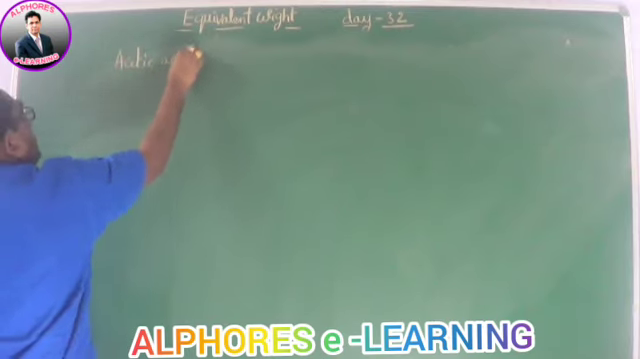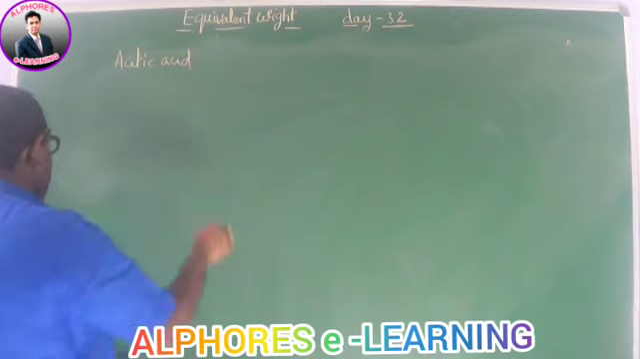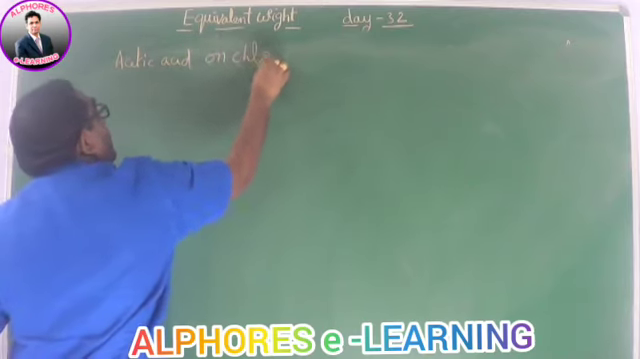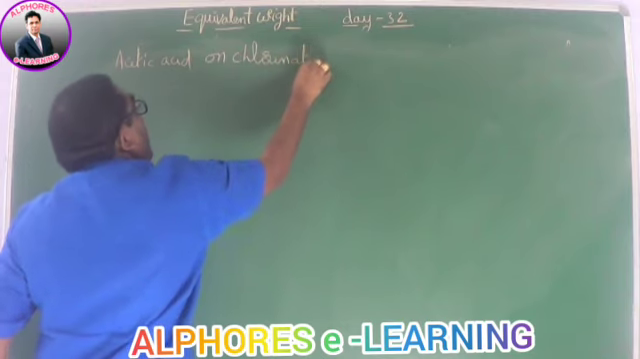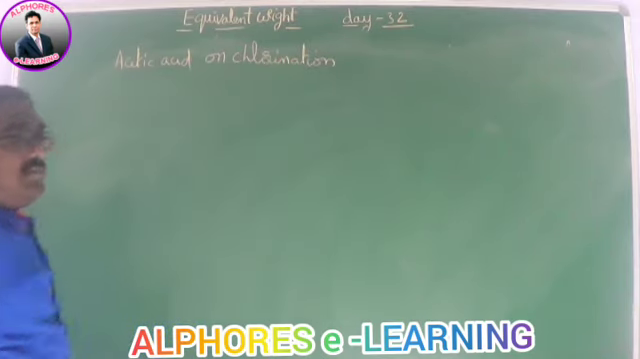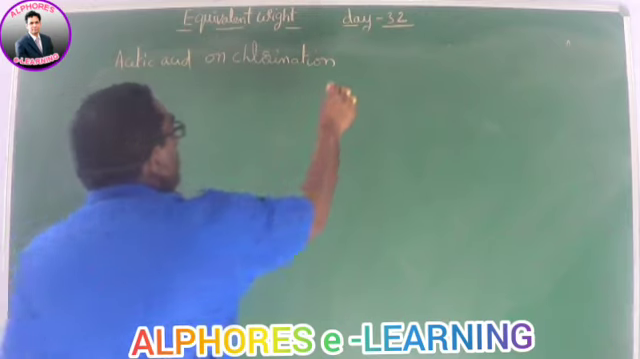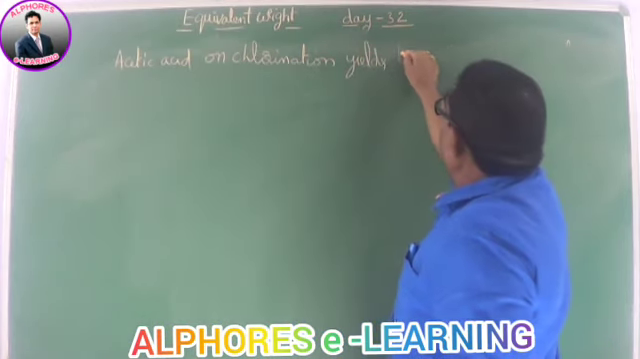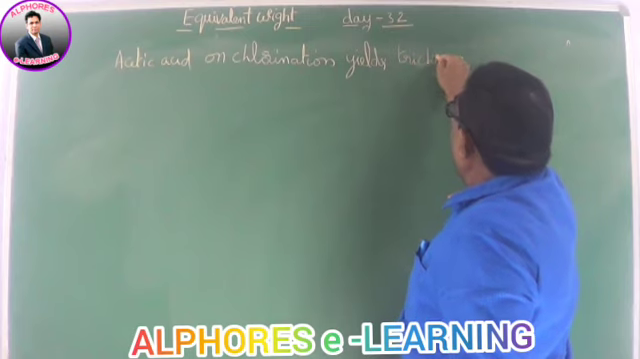Acetic acid on chlorination yields trichloroacetic acid.